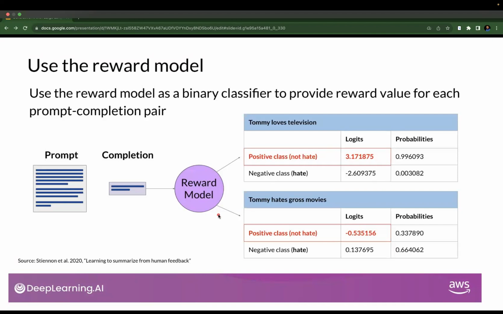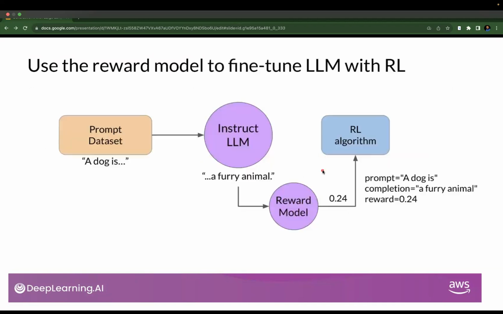And this is the model which will give a reward, and that reward will be used to further tune or align the instruct fine-tuned model. So the idea of this reward model is to take the prompt and completion and generate a reward score based on what alignment you are looking for, helpfulness or harmlessness, and so on.